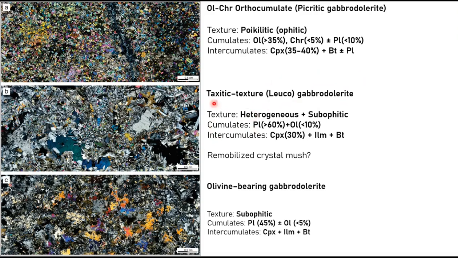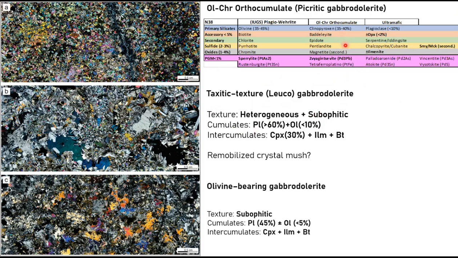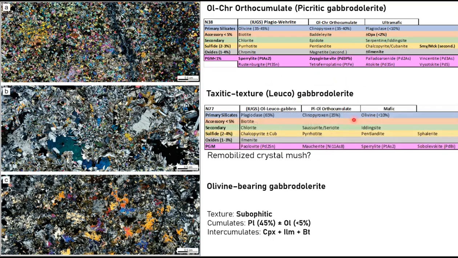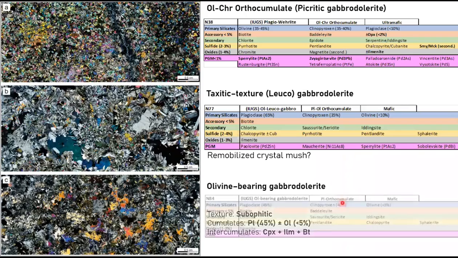The taxitic-textured gabbro-dolerite is characterized by a highly heterogeneous texture with cumulates of plagioclase greater than 60%, and olivine less than 10%. It is thought that this taxitic texture represents remobilized crystal mass from the magma column. This table summarizes the main mineralogy for each of the units. And lastly, we have the olivine-bearing gabbro-dolerite with subophitic texture, which becomes more intergranular towards the chill margin, with cumulates of plagioclase and olivine less than 5%.